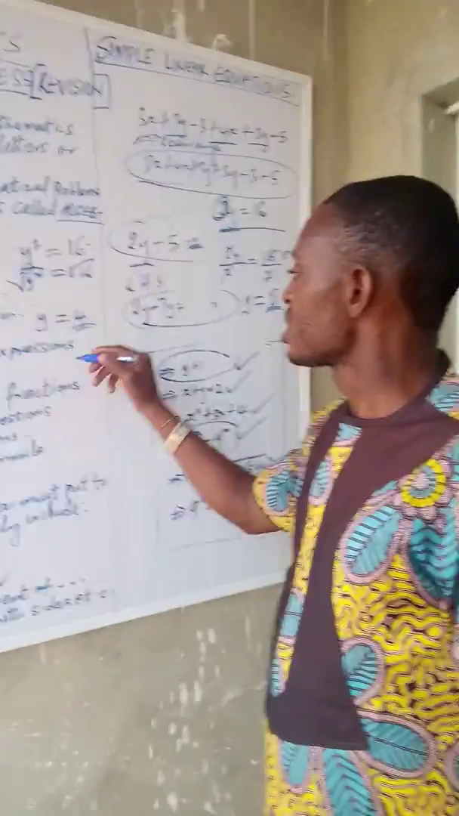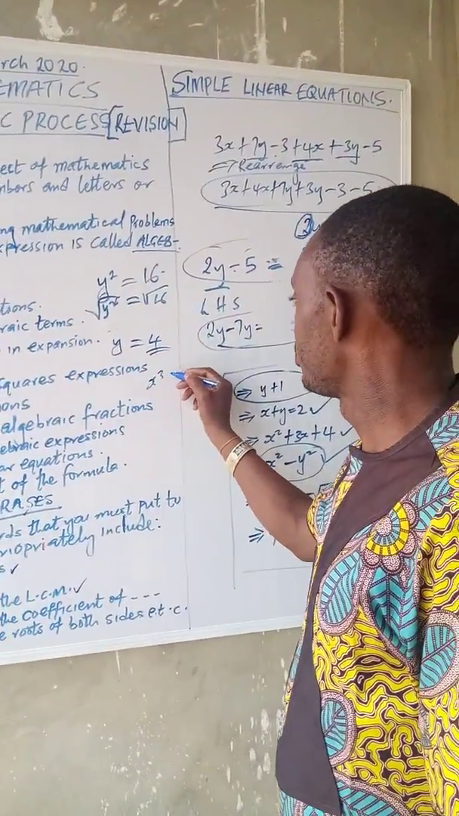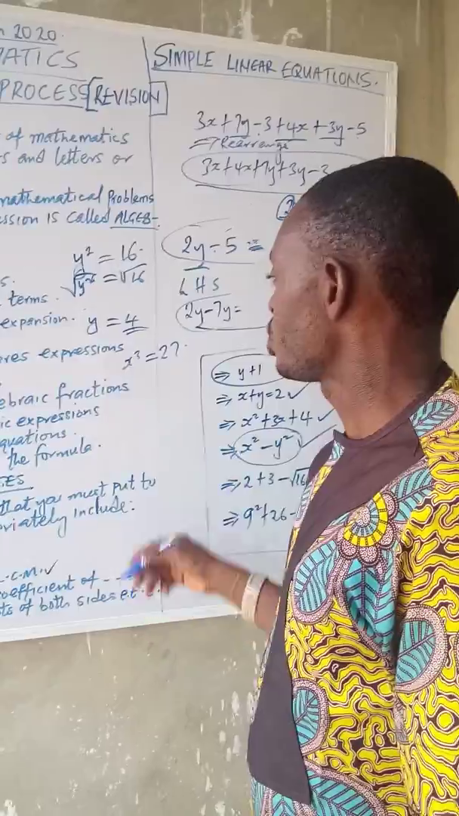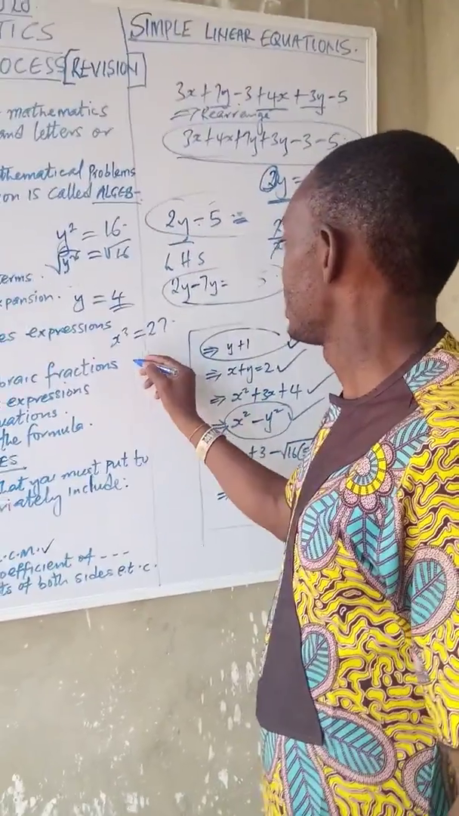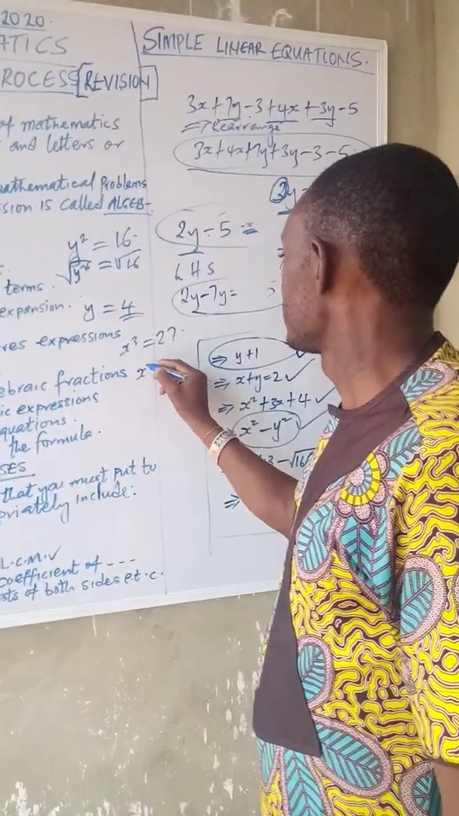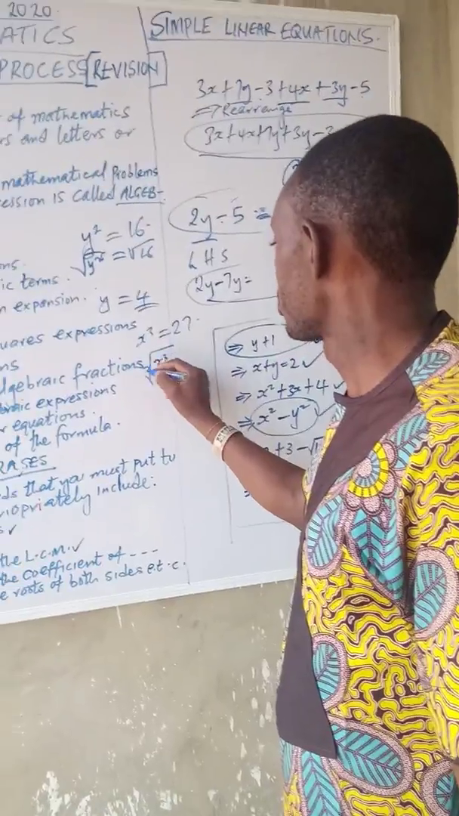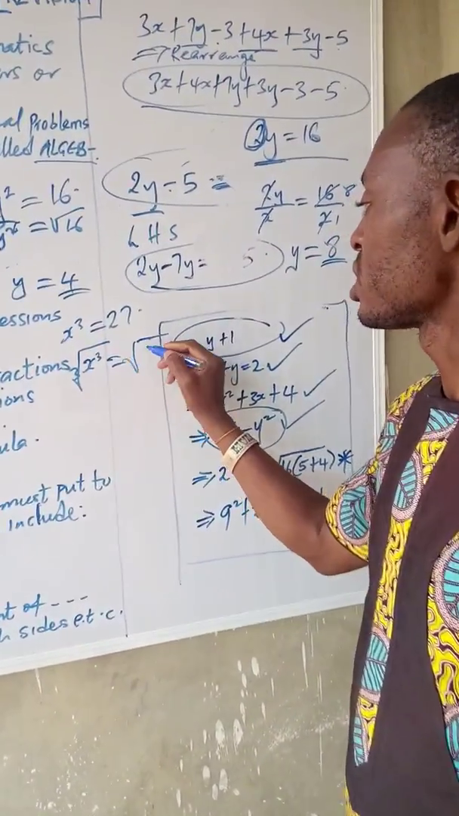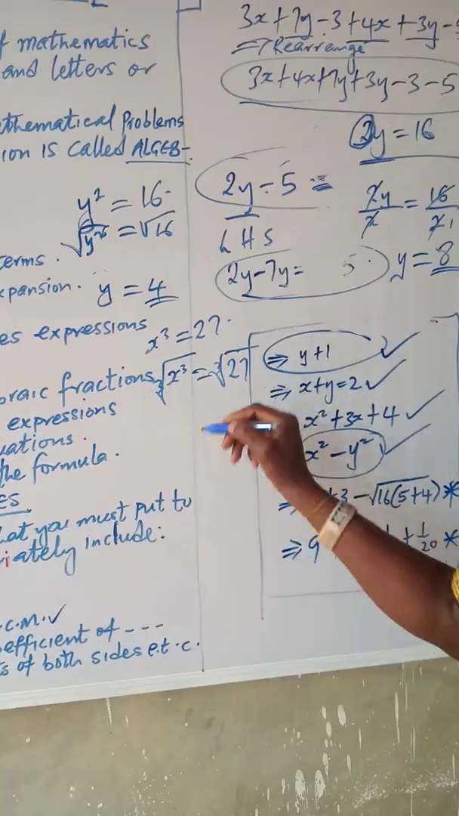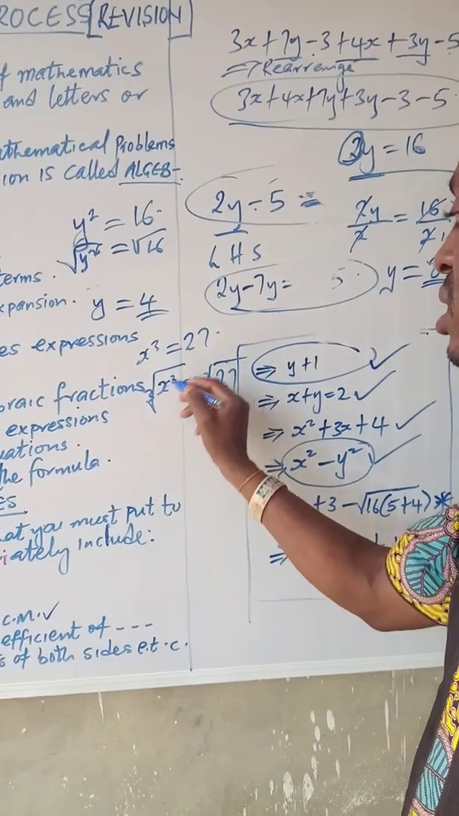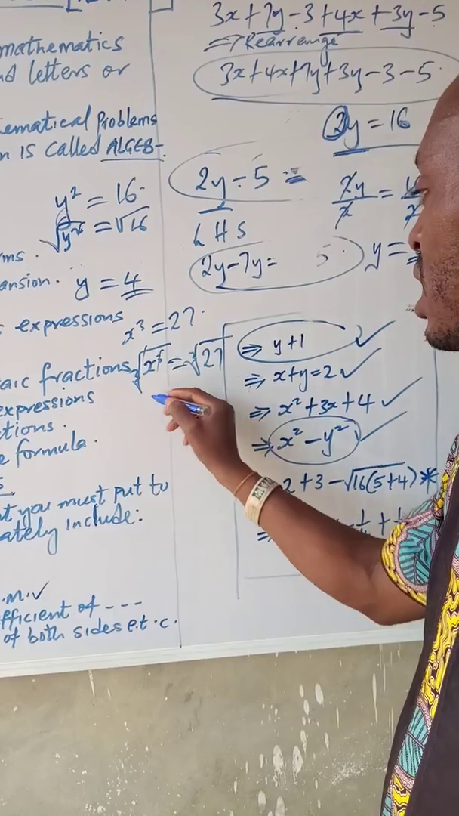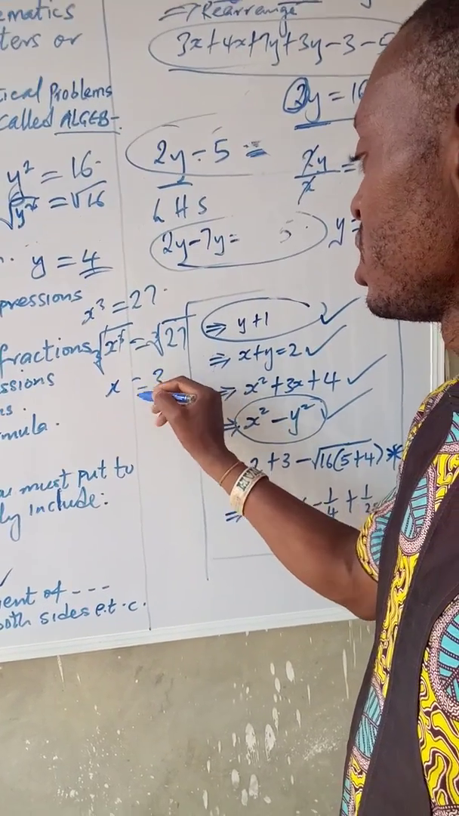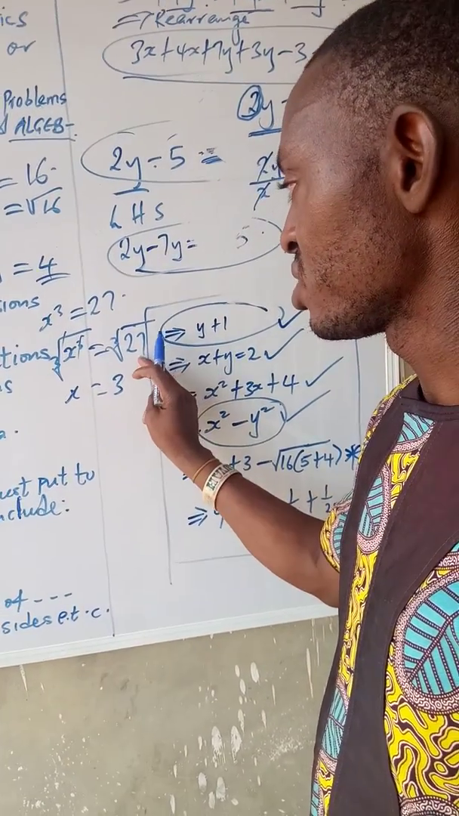If it is cube root, like x cubed is equal to 27, what you do is take the cube root of both sides. The cube root of x cubed is equal to the cube root of 27. And this will remove this, and then you have your x is equal to 3, because the cube root of 27 is actually 3.